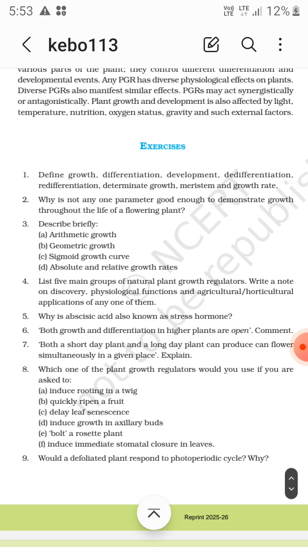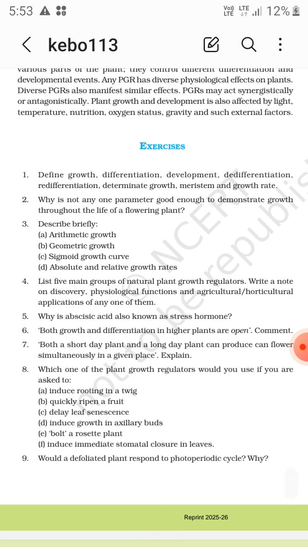Now, exercises. Define growth. Growth is just an irreversible, permanent increase in size, size of organs and anything like that. This is growth. Growth is unlimited in plants because of the meristematic tissue.